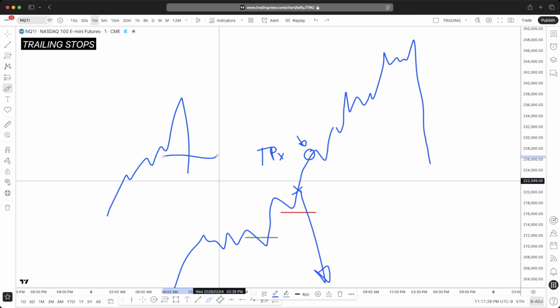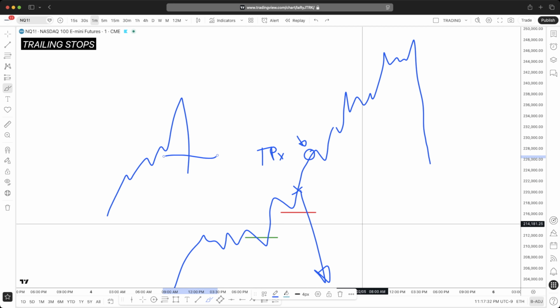So when trailing is not better is if you have very big stop losses. If you have exceptionally large stop losses, trailing stops might not be the best option for you. And don't worry, we're going to get into the exact system of how I trail stop losses on real price action here in a second.